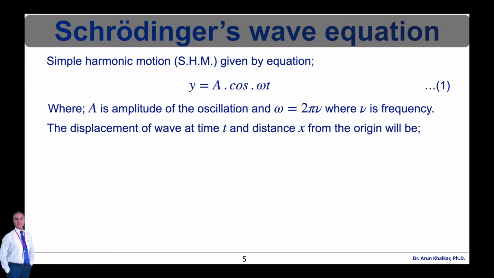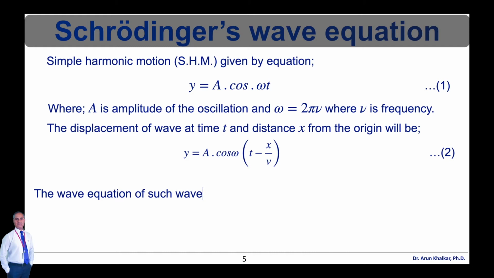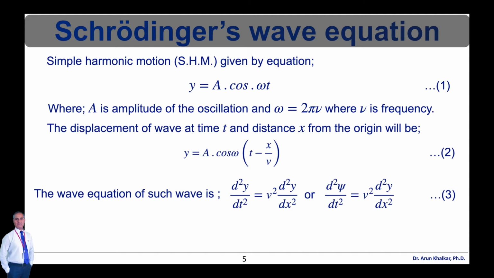Hence, its displacement at time t and distance x from the origin will be y = A cos[ω(t − x/v)]. The wave equation of such a wave is ∂²y/∂t² = v² ∂²y/∂x², or simply we can write ∂²ψ/∂t² = v² ∂²ψ/∂x². Let's say this is equation number 3.